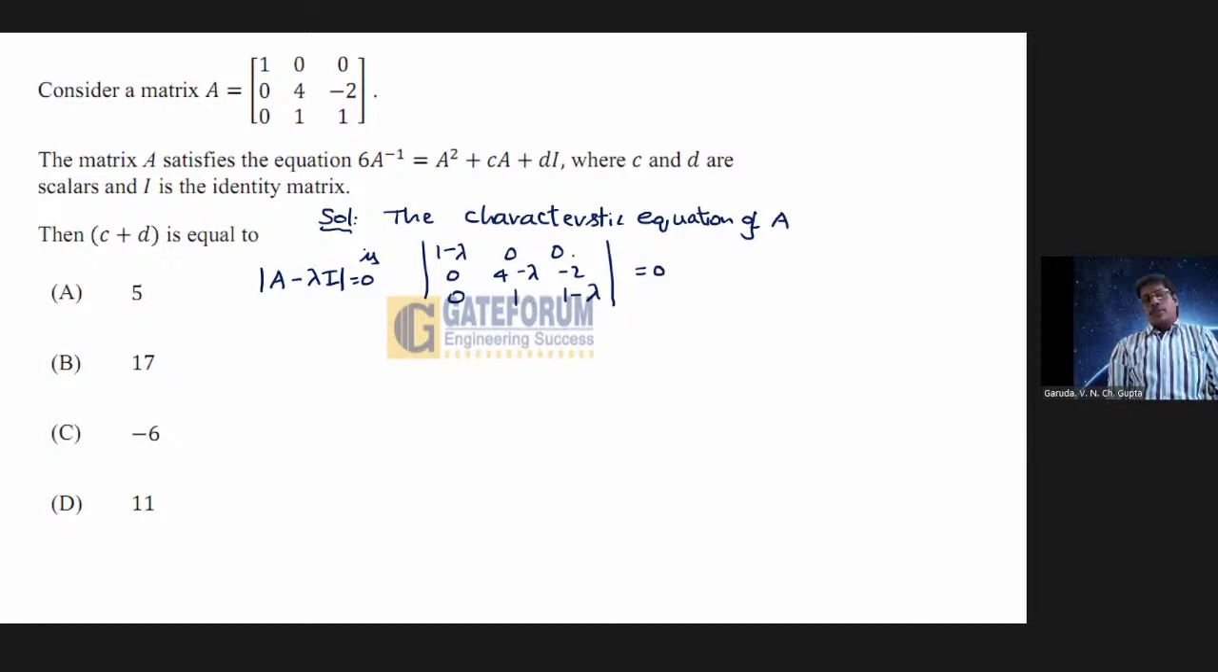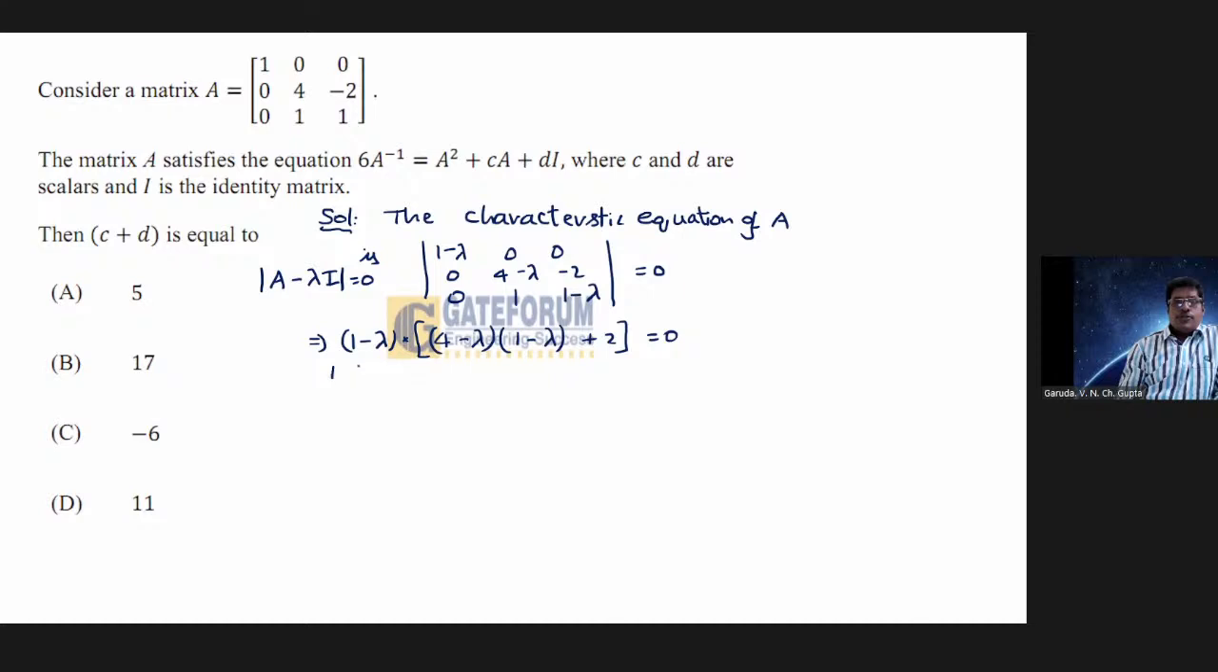So, you know, a determinant can be expanded by any row or any column. So I'm expanding by the first row. 1 minus lambda into, deleting the first row and first column, the determinant of the remaining 4 elements. So 4 minus lambda into 1 minus lambda, minus 1 into minus 2 gives plus 2, is equal to 0.